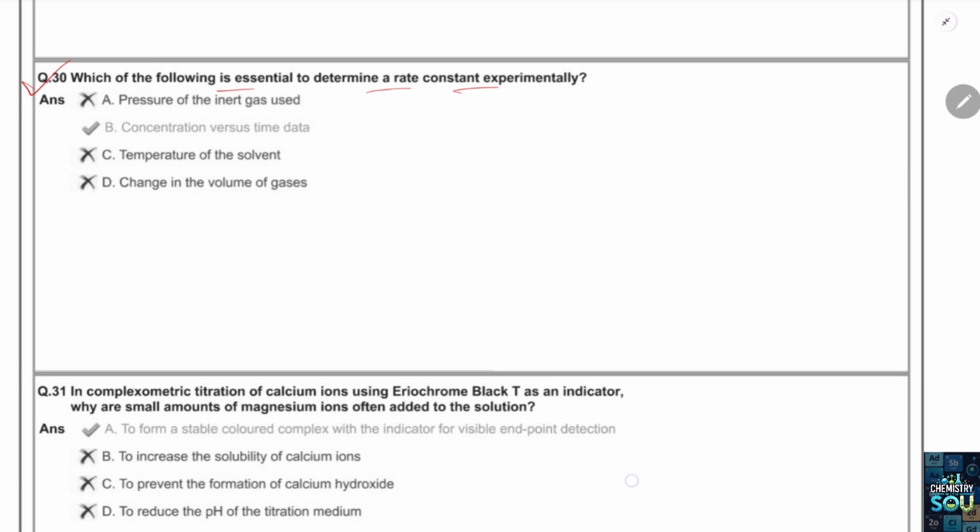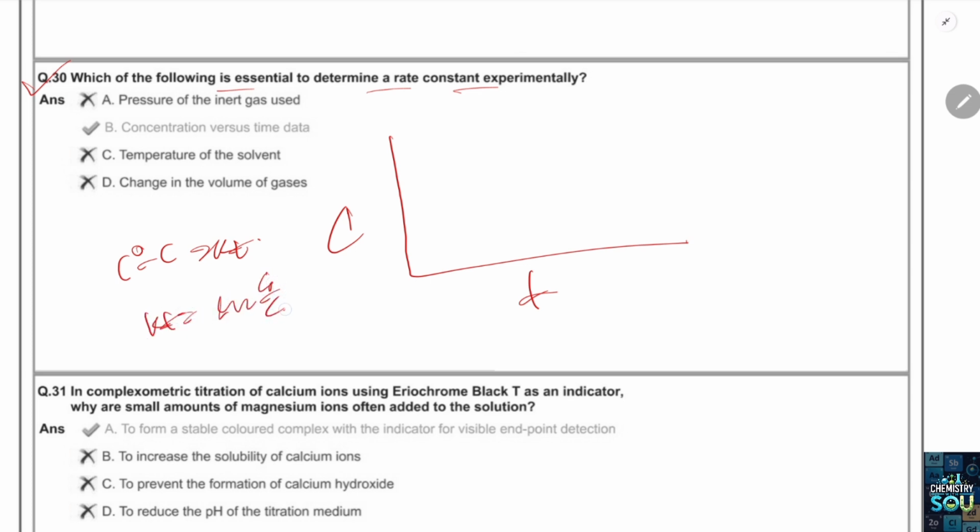In question number 30, which of the following is essential to determine the rate constant experimentally? To determine the rate constant experimentally, we know the zero order, first order, and second order laws, and we draw a plot of concentration versus time. For zero order, C0 minus C equals kt. For first order, kt equals ln C0 by C. So this is concentration versus time. So option B is correct.